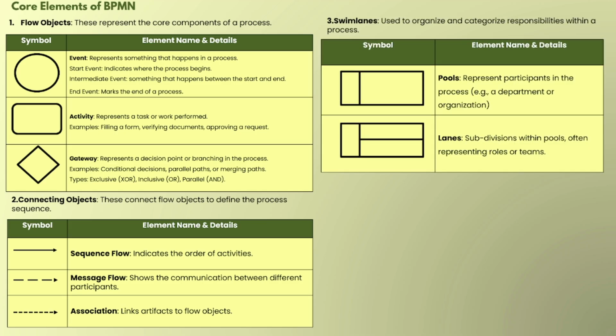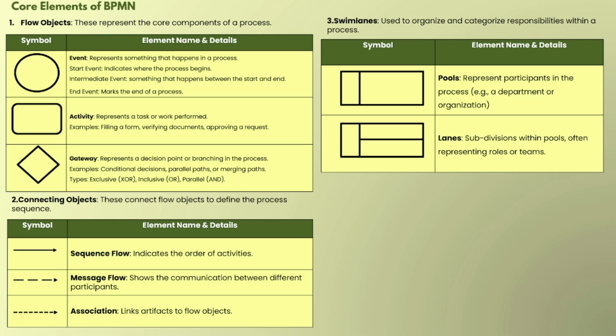And the last is swim lanes. This is something which may be very new to you. When you see it graphically, you will get a better idea. They are divided into pools and lanes. A pool represents the participants in the process, meaning everyone who is going to participate in the process. Whether it is a department or an organization, each is considered a pool.